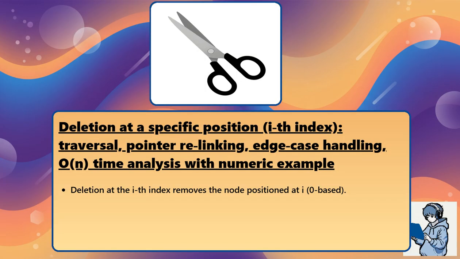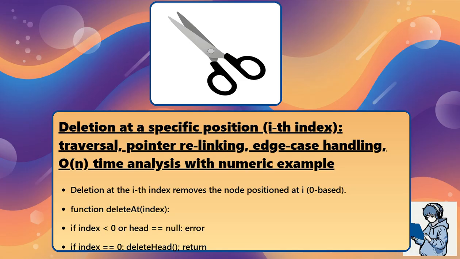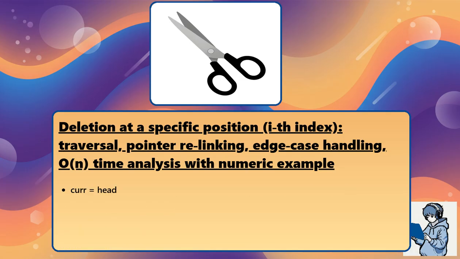Deletion at the ith index removes the node positioned at I, 0-based. Function delete at index: if index less than 0 or head equals null: error. If index equals 0: delete head, return. Cur becomes head. For k from 0 to index: if cur equals null: error, out of bounds. Cur becomes cur dot next. After the loop, cur points to the node to delete.